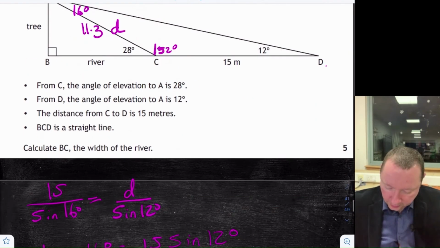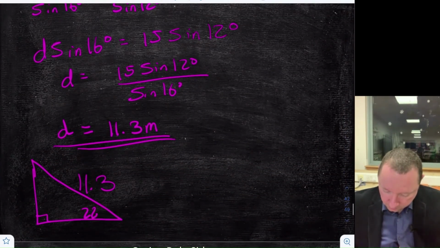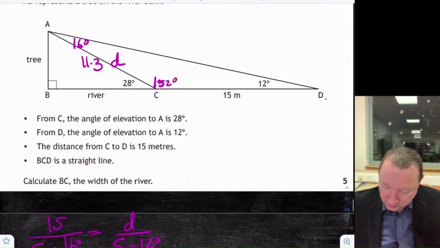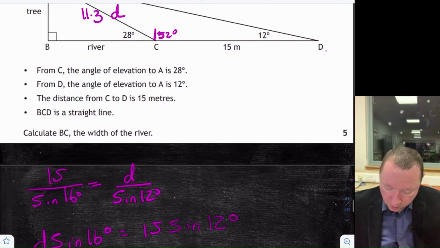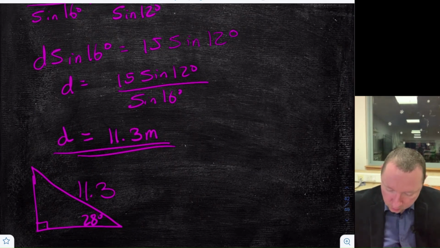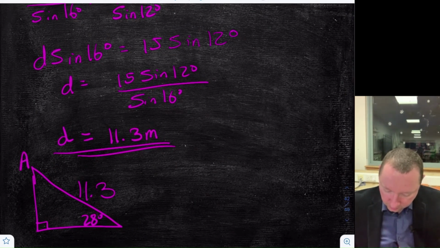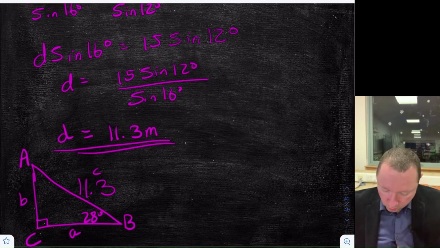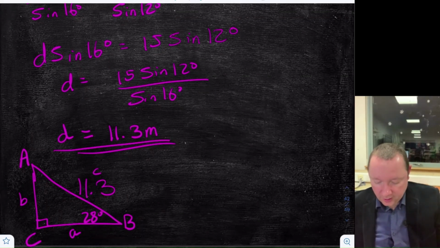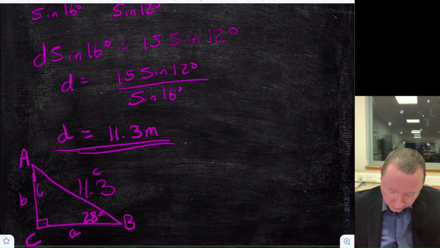I know that I've got 28 degrees. And it's asking me to calculate BC, the width of the river. So it's this bit I want, so I'll just mark that on. So let's call this A and A. And then we could go B and B, C and C. So we're going to need to use these pairs with this pair. We don't know this angle, but we can work it out easy. 90 plus 28 is 118, so it's 62 degrees.